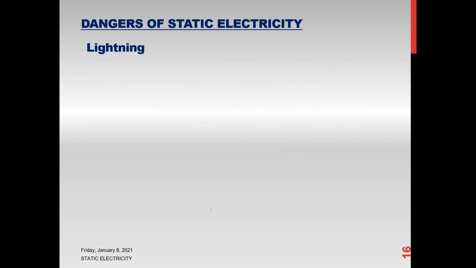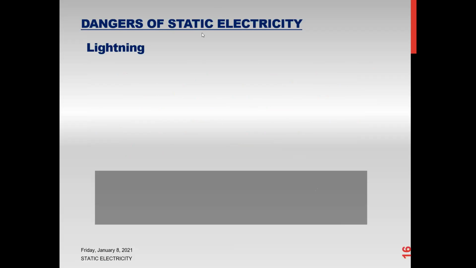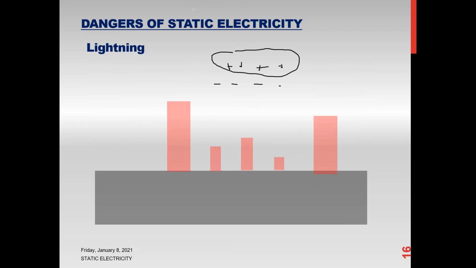so this is the ground, and due to the friction, the cloud is charged as well as the air. And you have different sizes of buildings. Which building is this lightning likely to strike? Building A, B, C, or D?